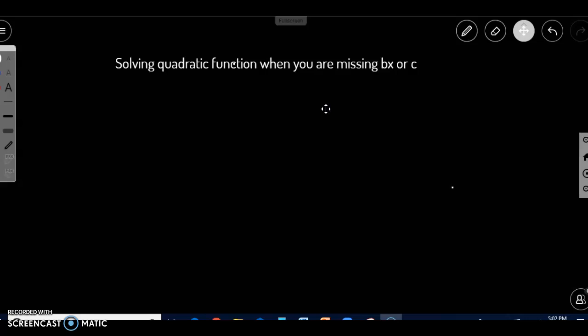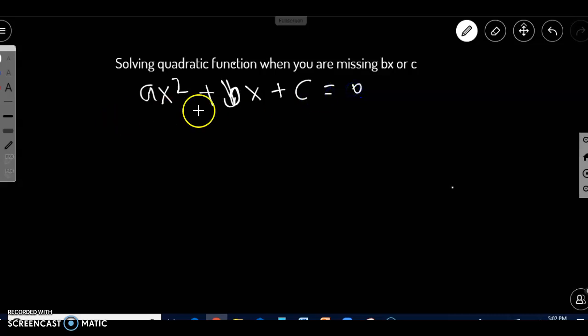So today we are going to look at solving quadratic functions when we are missing part of the quadratic function, either the bx or the c. Remember, the standard form of a quadratic function is ax squared plus bx plus c equals 0. Sometimes you might be missing this piece or this piece.